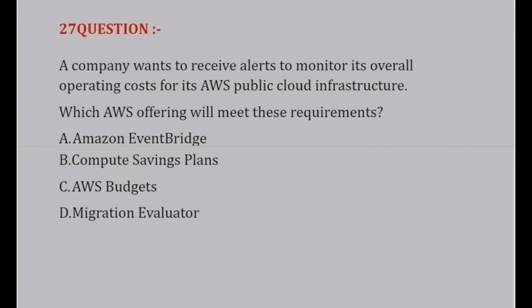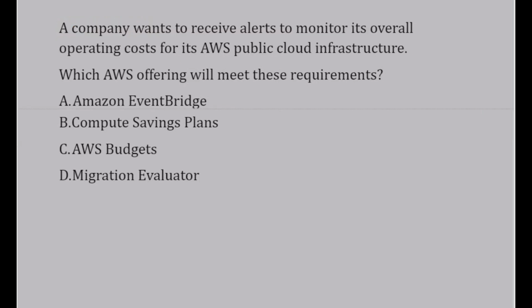Question is, a company wants to receive alerts to monitor its overall operating cost for its AWS public cloud infrastructure. Which AWS offering will meet these requirements? Option A. Amazon EventBridge. Option B. Compute Savings Plans. Option C. AWS Budgets. Option D. Migration Evaluator. Correct answer is option B.